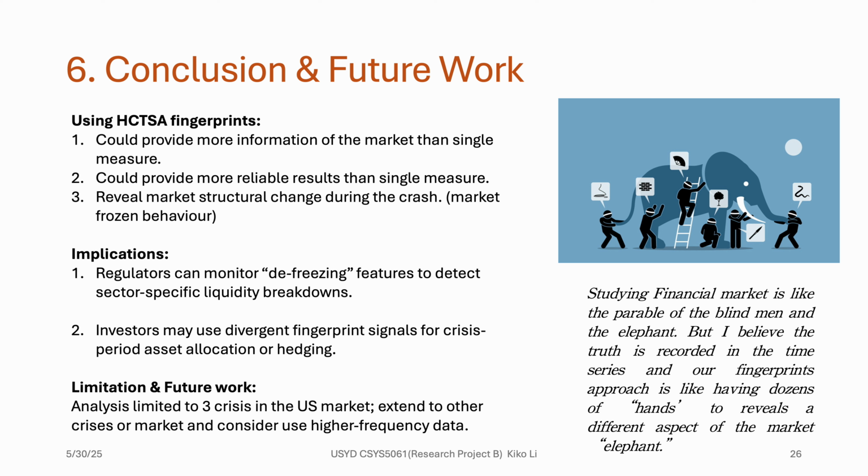For implications, regulators could monitor the defrosting of certain fingerprint categories to spot sector-specific liquidity breakdown before it spreads. And investors might use features that retain diversity during the crash, or defrozen fingerprints, to inform more resilient hedging or crisis period allocation strategies. Our study covers only 3 U.S. market crashes on daily data. In future work, we could consider using other markets and using high-frequency data.